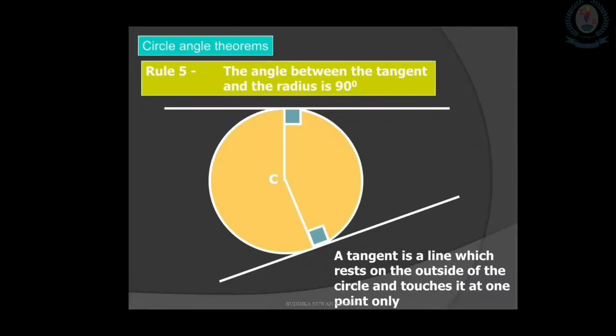So the tangent touches the circle at only one point, and the most important thing is that the angle between the radius and the tangent is always equal to 90 degrees. So that is theorem number 5.